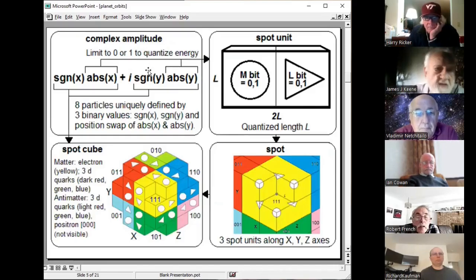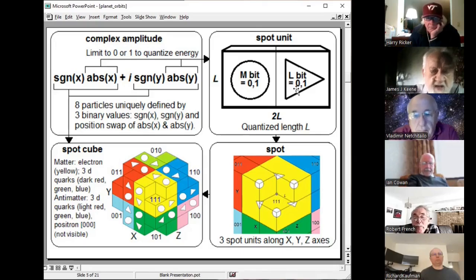What we did in binary mechanics is take the complex amplitude, which is squared to get a probability only in conventional, what I call antiquated, old-fashioned, obsolete quantum mechanics. And we took the absolute value of x and the absolute value of y and limited their values only to 0 or 1, that quantized energy.